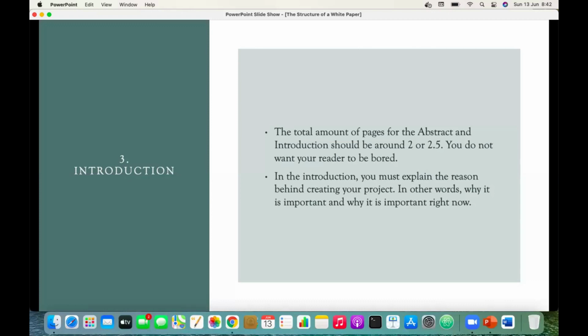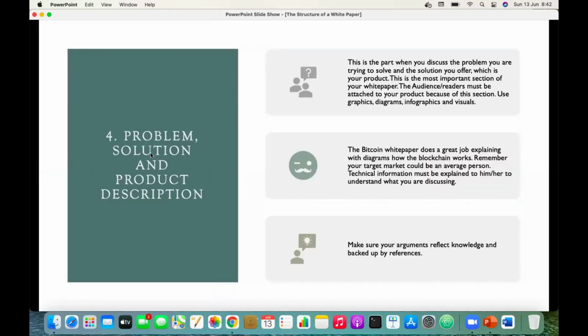You can actually do this, and you explain why your project is important and why right now. So time is of essence. And 2021, 2022, or regardless of the time that we're living in, it's very important to link the importance of the implementation of the product in the introduction with time, with the year that we're living in, including all of its challenges as well.